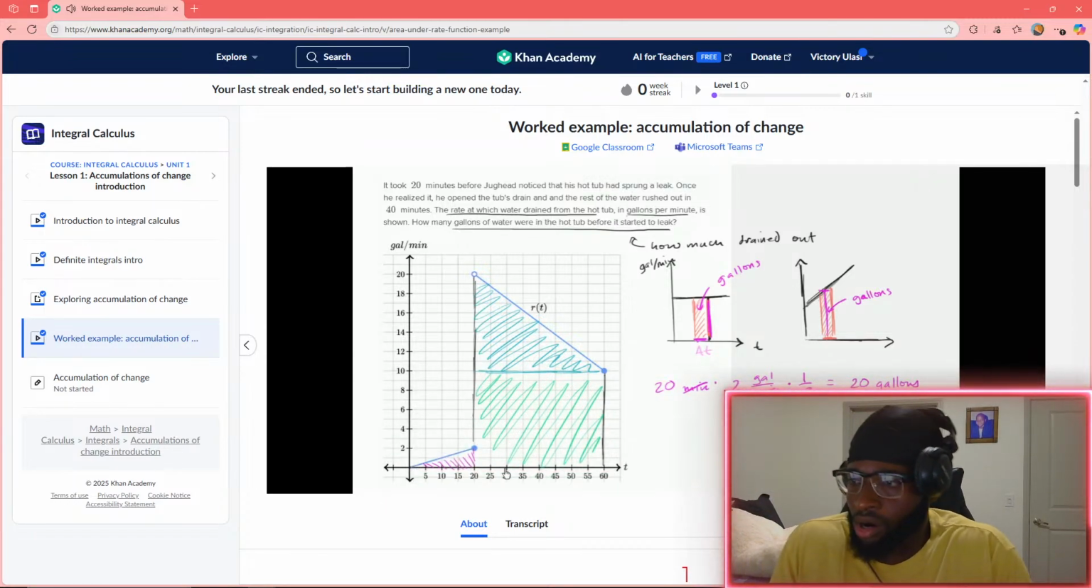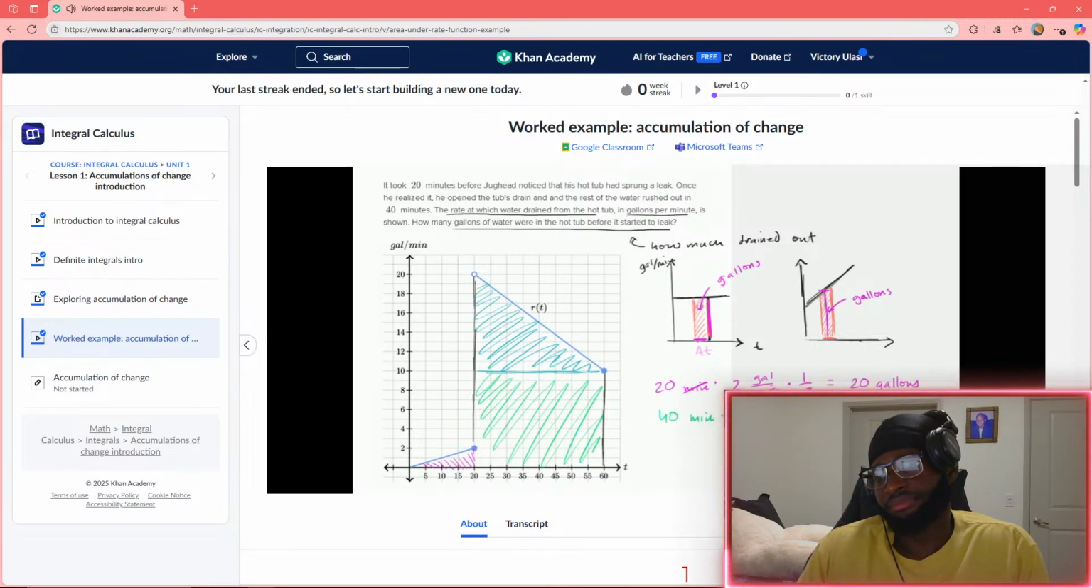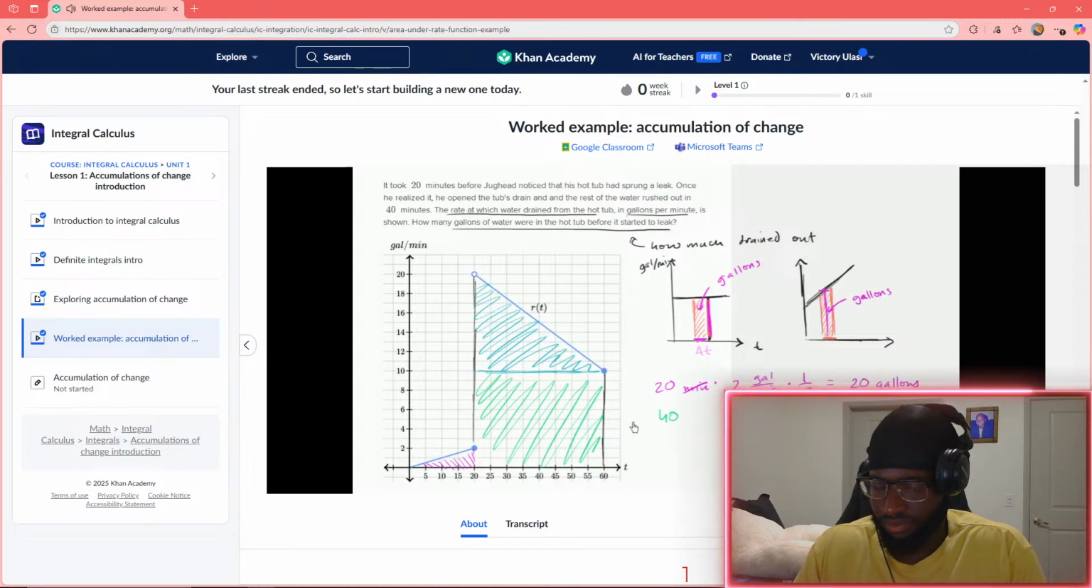And then this green area is going to be 40 minutes times 10 gallons per minute times 10. And actually, since I'm breaking it up in this strange way, I'll just figure out this area in a unitless way. So 40 times 10, which is equal to 400.